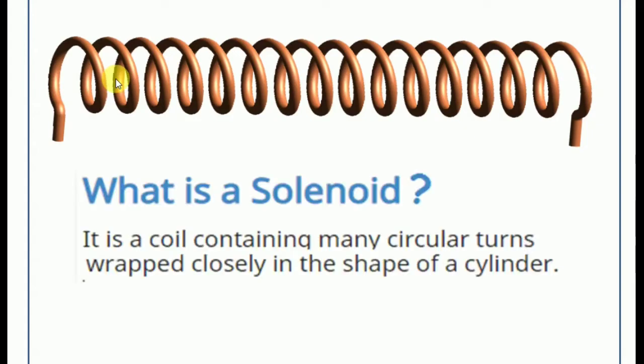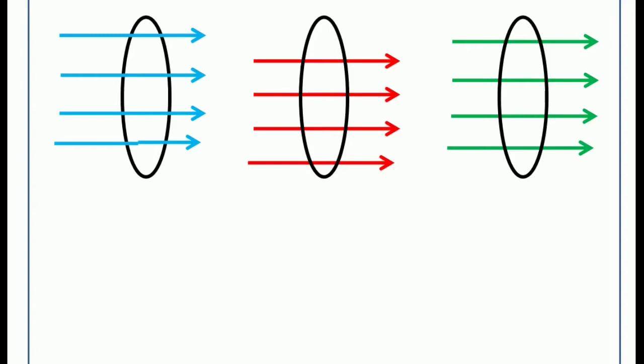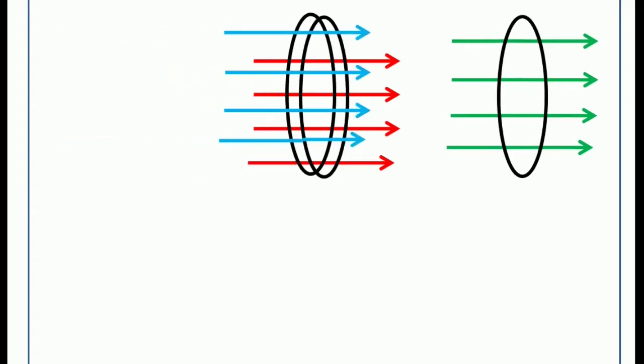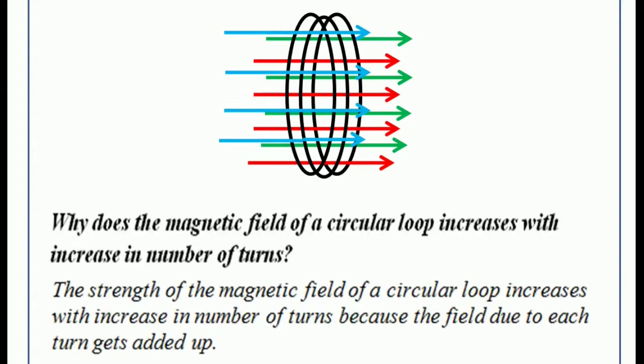We can consider a solenoid to be a collection of many circular coils. Now we know if you have many circular coils and you bring them together, the magnetic field lines will get added up and we will get a strong magnetic field. So we will use a similar concept to draw the magnetic field lines of a solenoid.